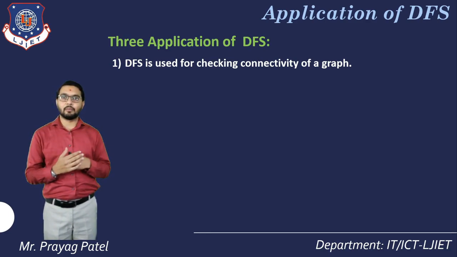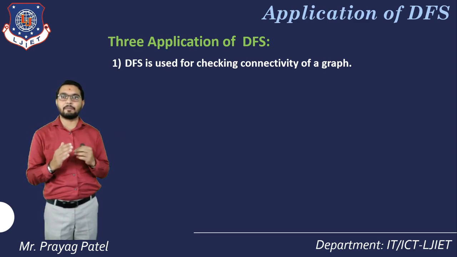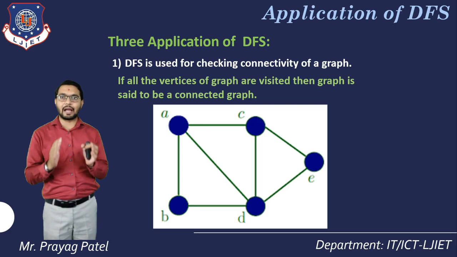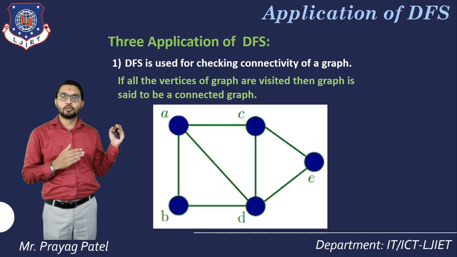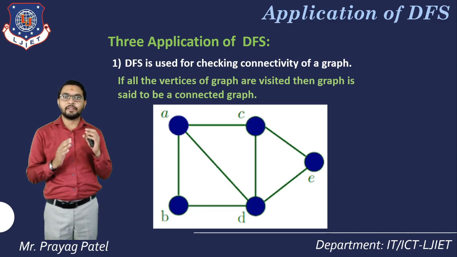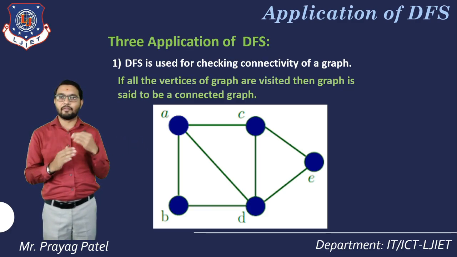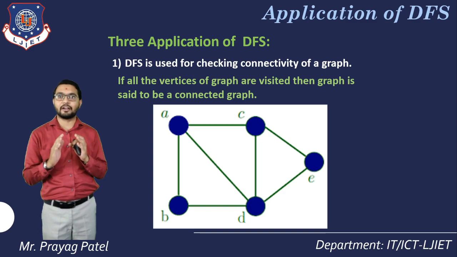DFS is applicable in three cases. First, the first application of DFS is checking the connectivity of a graph. Means in a given graph we find whether the graph is connected or disconnected using the DFS algorithm. So if all the vertices of a graph are visited, then the graph is said to be a connected graph. In this graph, visit node by node. If all the nodes are visited, then this graph is a connected graph.